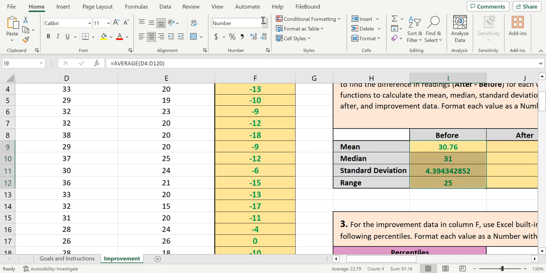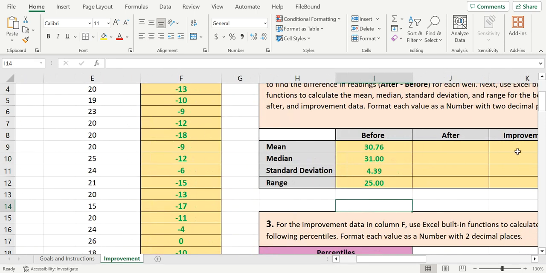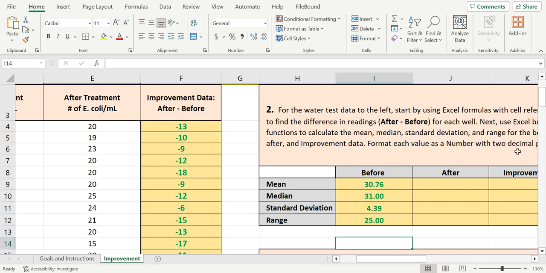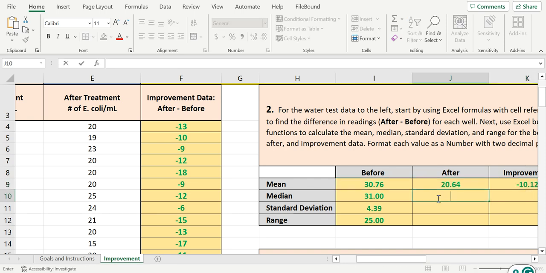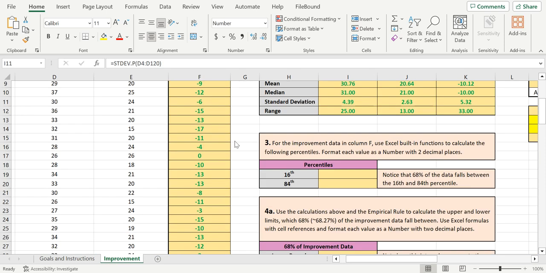All of these numbers should be formatted as number with 2 decimal places, and you can autofill all this over to the right for the after and the improvement data. You don't have to do each one individually. You can grab this and you can do your autofill. Okay, so go ahead and finish the rest of the table, and then we'll move on to the percentiles.